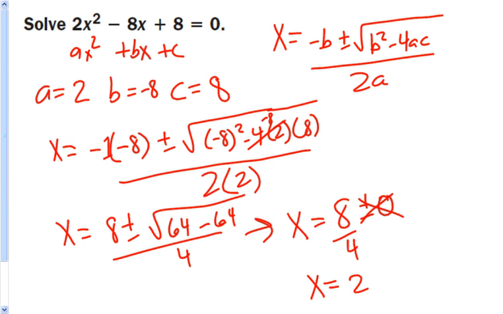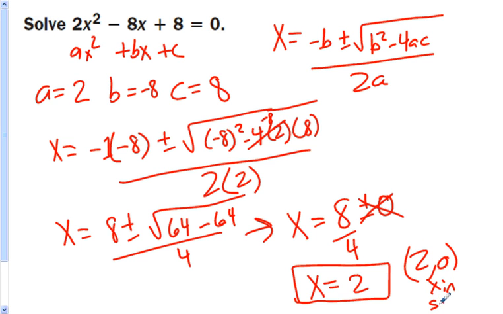Don't forget that you are trying to find the x-intercepts when you're solving a quadratic equation. So the whole point of this is to find the x-intercept. In this situation, we only have one x-intercept. That's when x is 2. So as a point, it'd be the point (2, 0). That's your x-intercept. That's the solution to this quadratic equation that we started out with.